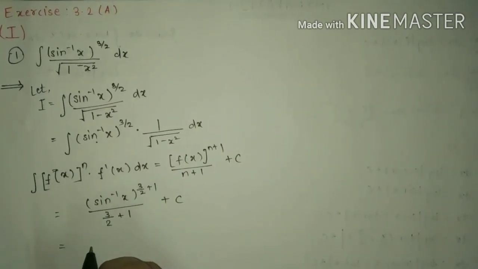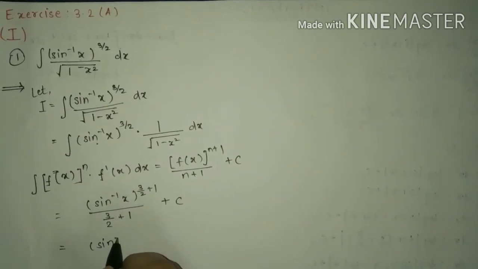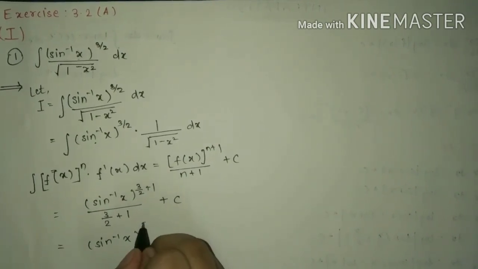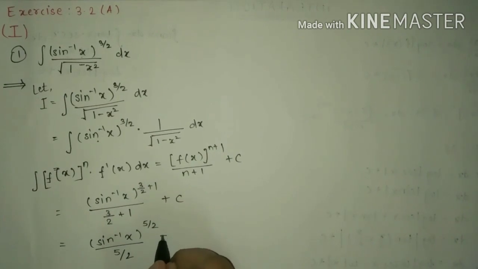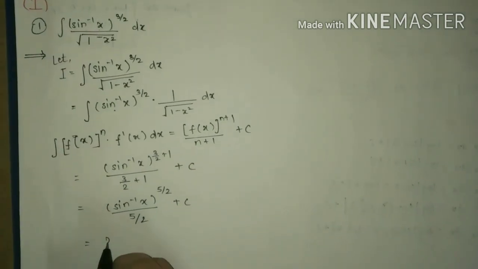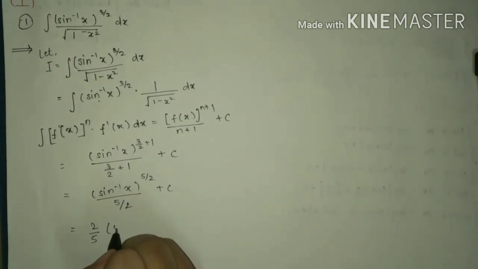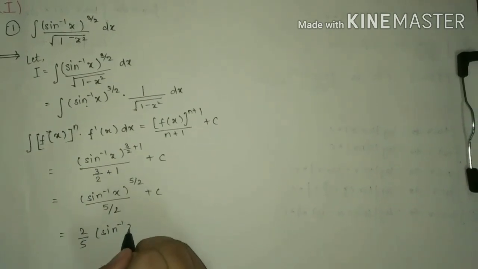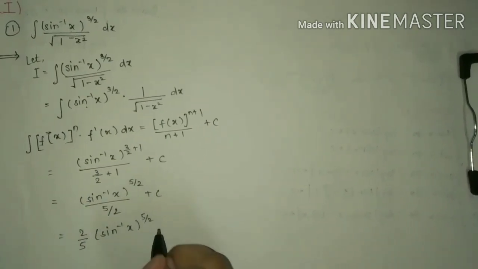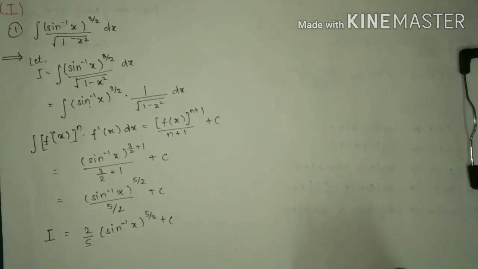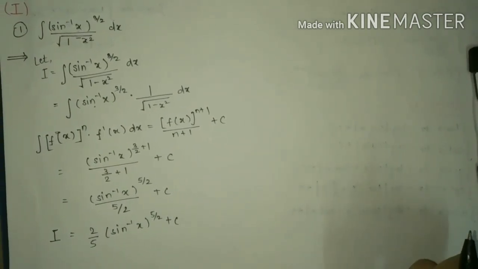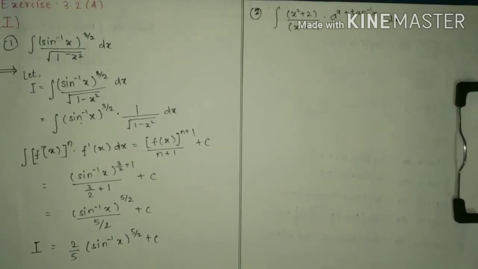So sin inverse x raised to 5/2 upon 5/2 plus c, which is further 2/5 sin inverse x raised to 5/2 plus c. So here we are done with the first sum using the third result from our result section.